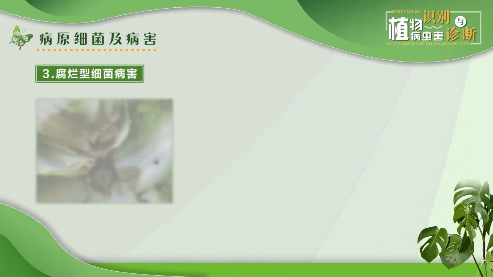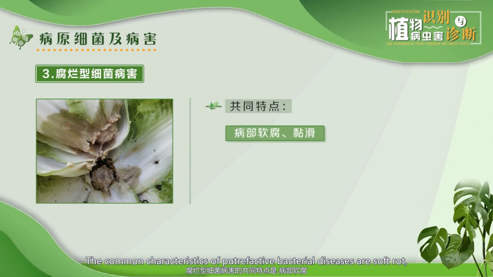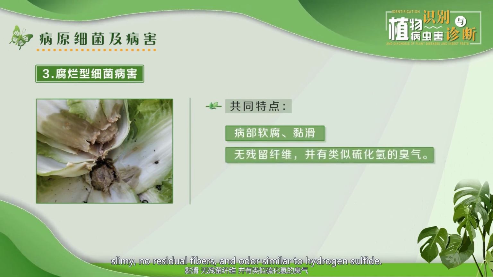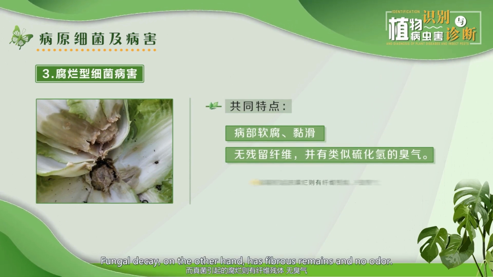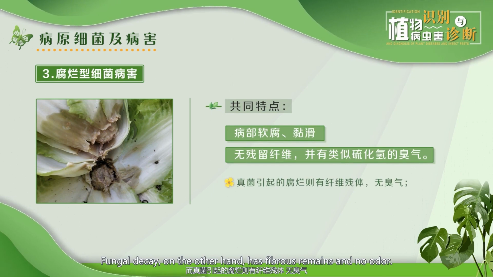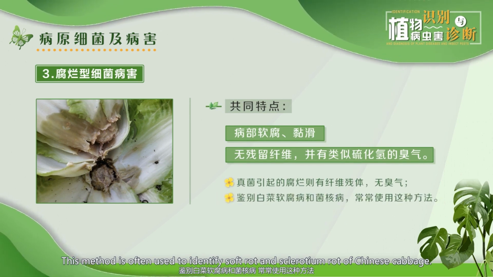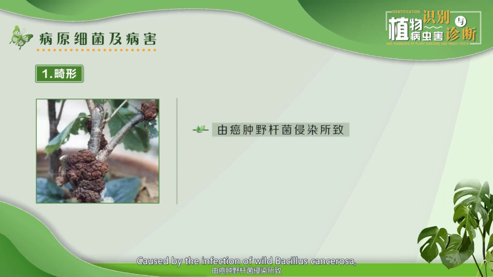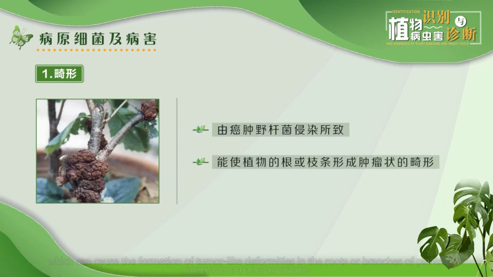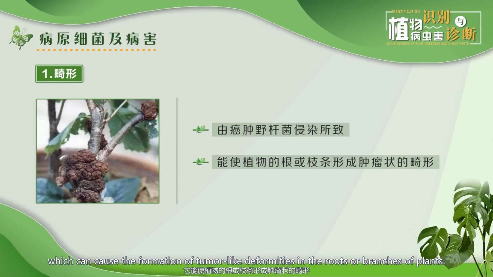The third category is putrefactive bacterial diseases. Their common characteristics are soft rot, sliminess, no residual fibers, and an odor similar to hydrogen sulfide. Fungal decay, on the other hand, has fibrous remains and no odor. This method is often used to identify soft rot and sclerotium rot of Chinese cabbage. The fourth type is deformity, caused by infection of Bacillus cancerosa, which can cause the formation of tumor-like deformities in the roots or branches of plants.